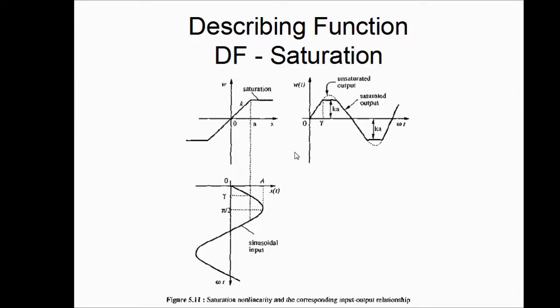It may be seen that gamma is precisely the value of omega t where x(t) just reaches the saturation point. So beyond this point, between gamma and pi by 2 minus gamma, the saturation is active. So for that region, the output is horizontal. From the values shown on these graphs, we can tell how the graph is constructed.